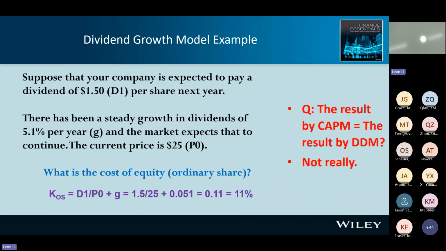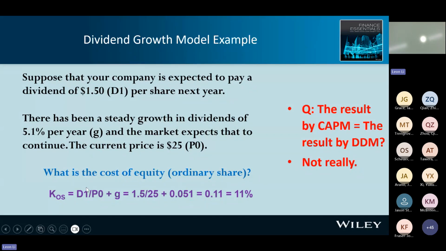So next slide, we apply the DGM model. Suppose your company is expected to pay dividend $1.5 per share next year. So this is our D1. And there has been a steady growth in dividend of 5.1% per year. So G, dividend growth rate, 5.1%. And the market expects that to continue. So that means perpetuity, right? The current share price is $25. That is our P0. What is the cost of equity or ordinary share?